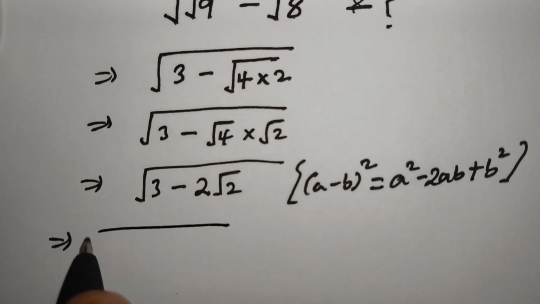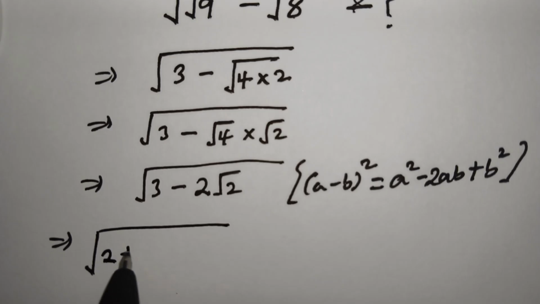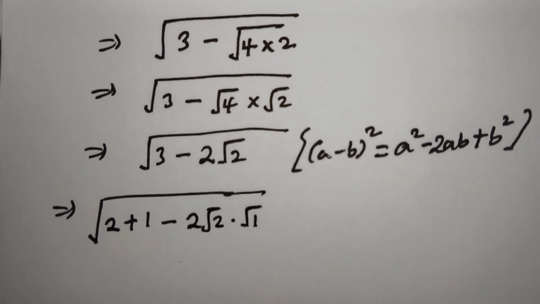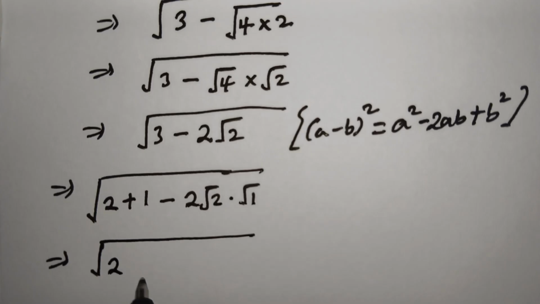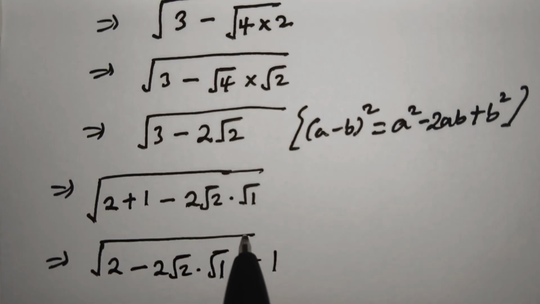So we have square root of. First, let's rewrite 3. 3 could be written as 2 plus 1. Minus 2 root 2 also could be written as 2 root 2 times square root of 1. Let's continue. This implies that square root of 2 minus 2 root 2 times square root of 1 plus 1.